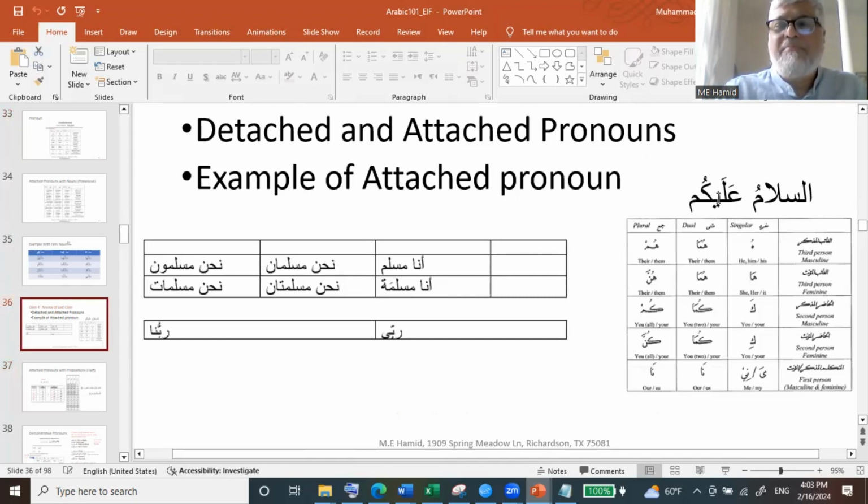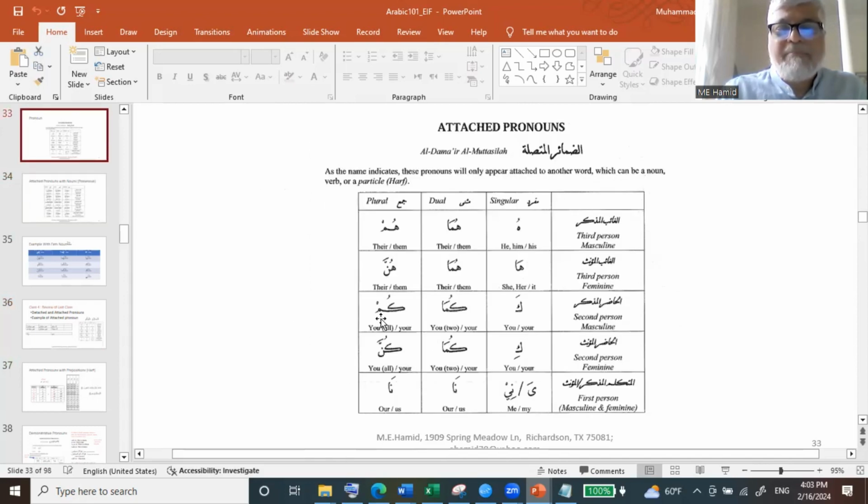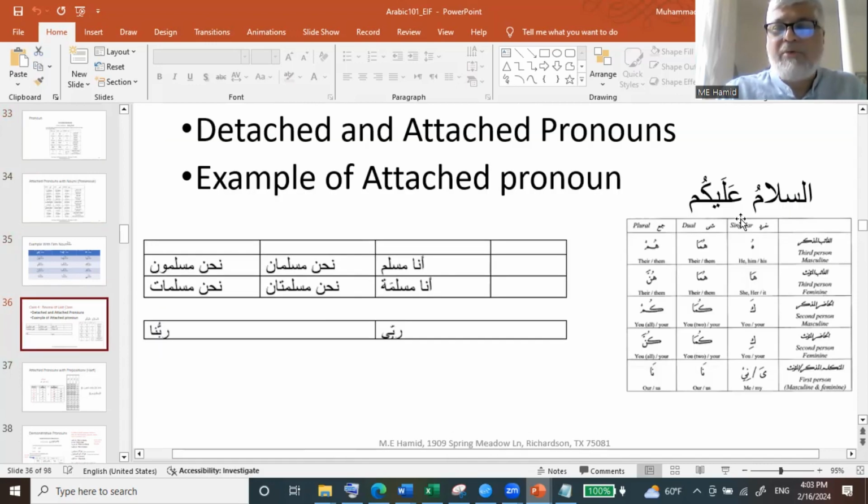Alaykum means all forms of salam. We know alif lam means all forms of salam, all forms of peace upon. Kum, if you look at the chart, is masculine plural. So when we say assalamu alaykum, it means peace be upon you all, male.